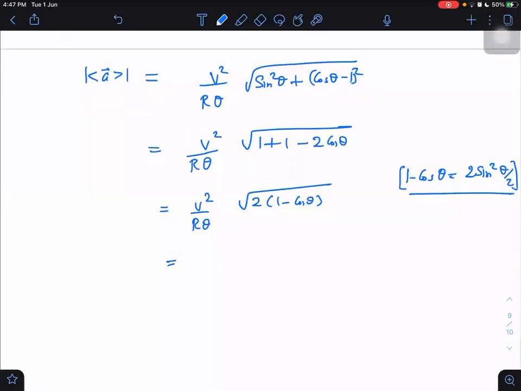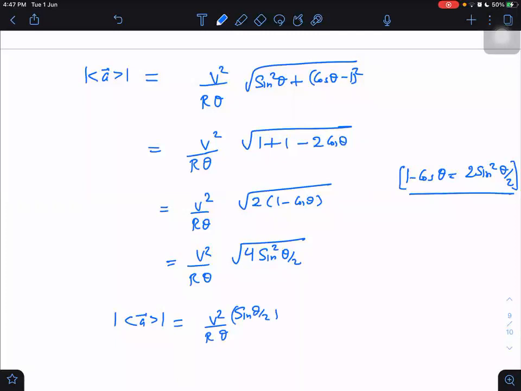So those who don't know, they should learn it. Under the root, 4 into sine square theta by 2, into v square by r theta. Then at last, the final answer for average acceleration is v square by r theta into 2 sin theta by 2.